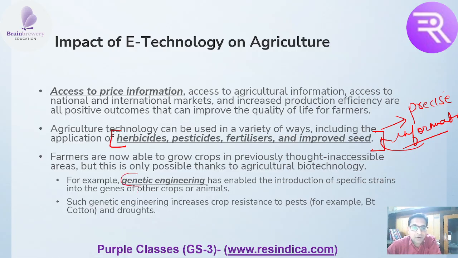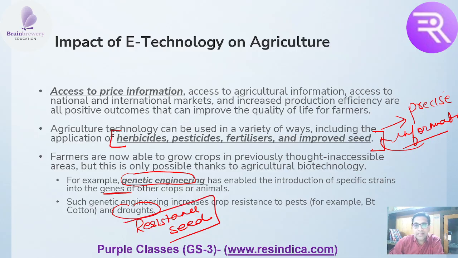Genetic engineering, which we have already discussed, means inserting the genes of a specific strain into another, like BT cotton. If there is drought, a drought-resistant seed will be created so that it can be grown in dry conditions also. And since BT cotton is especially focused on resistance to pests, we have created a BT cotton which protects the farmer from any kind of pest attack. So this is yet another use of technological tools for the benefit of humanity, right? So these are the impacts of technologies on agriculture.